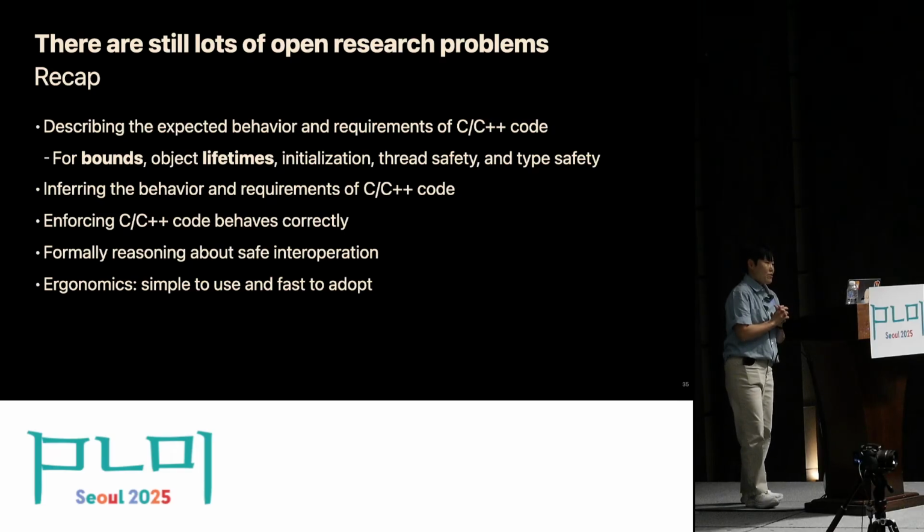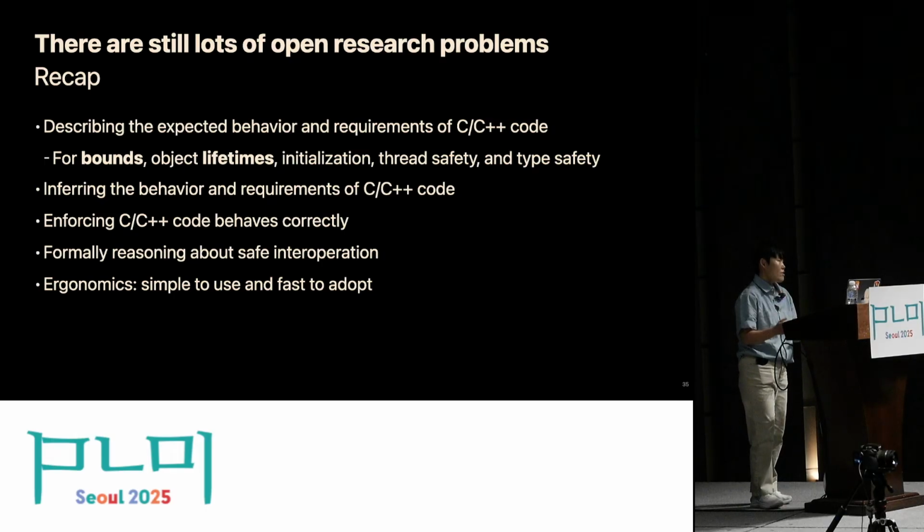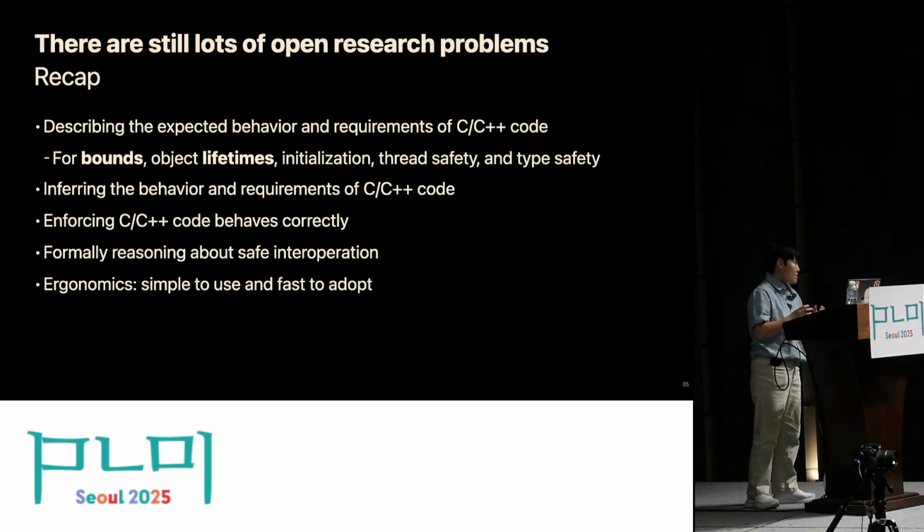Okay, let me recap. Safe interoperation between safe and unsafe languages is crucial for memory safety in large code bases that are historically written in C and C++. There are still lots of open research problems in this area, and we've only started tackling some of the problems in practice. I've talked about bounds and lifetime annotations to describe requirements in C and C++ code, but there is more work to do to support more language idioms and other safety properties.